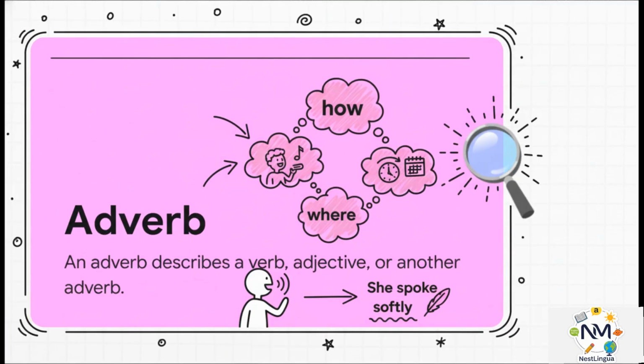Okay, what about adverbs? Well, these guys are also describers, but they usually describe the verbs. They tell us how, when, or where an action is happening. So in this sentence, she spoke softly. The adverb softly gives us that extra detail.